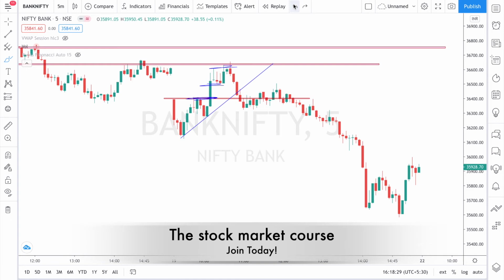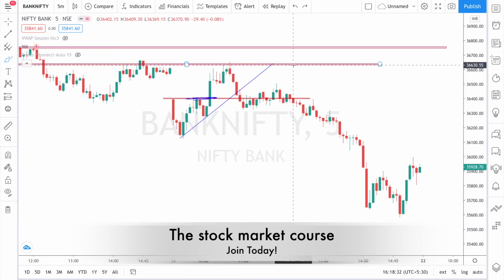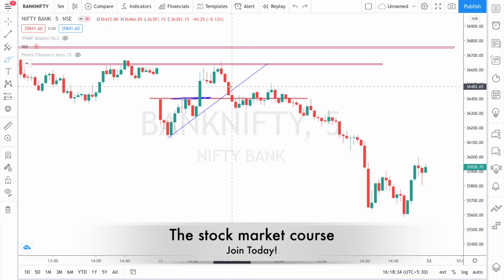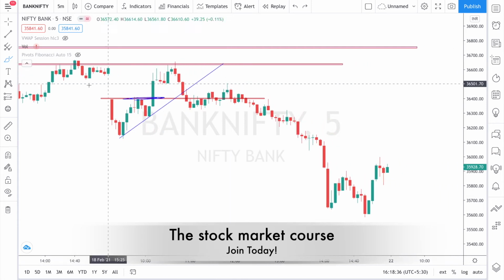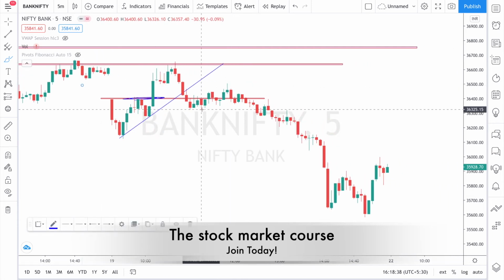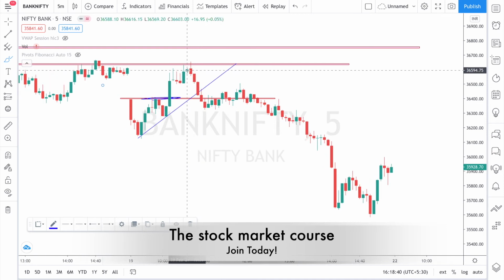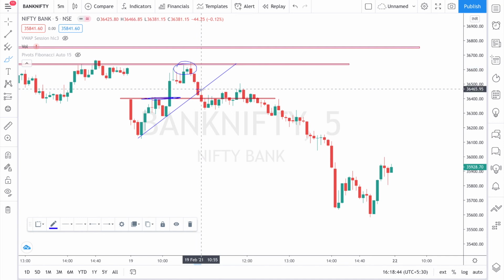So don't trade like that, trade what you see. Here the setup clearly says that Bank Nifty wants to come down, because there is the pressure of resistance, and there is a trend line breakdown.